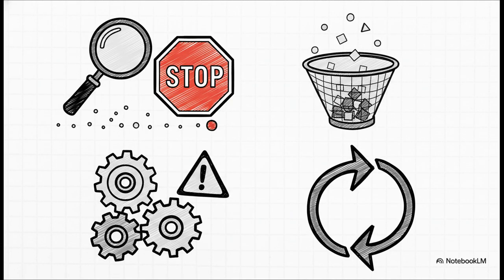Okay, so let's wrap this all up with a few pro tips to keep your code clean and running smoothly. First, use break when you're searching for something. It's a great way to make your code faster by exiting early. Second, use continue when you need to filter out bad data or just skip over things you don't care about. It really simplifies your logic.